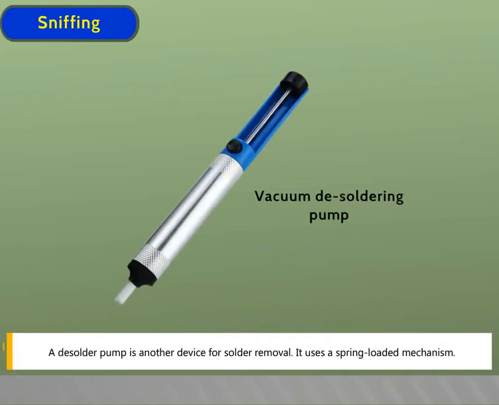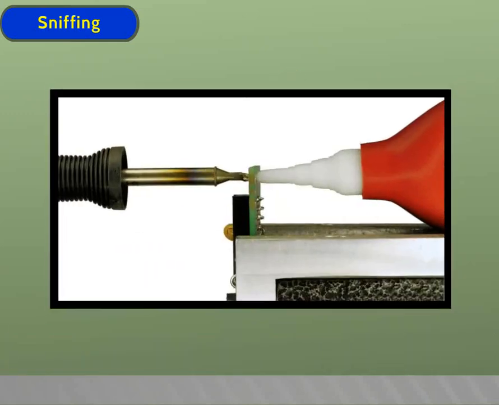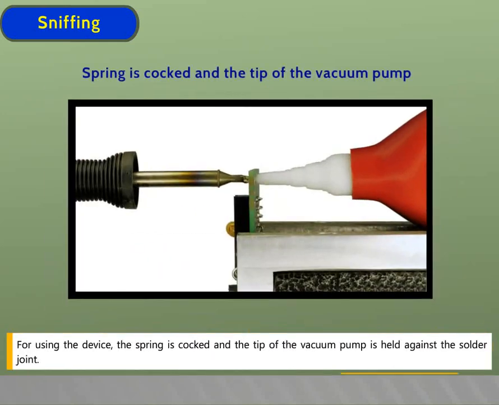A desolder pump is another device for solder removal. It uses a spring-loaded mechanism. For using the device, the spring is cocked and the tip of the vacuum pump is held against the solder joint.